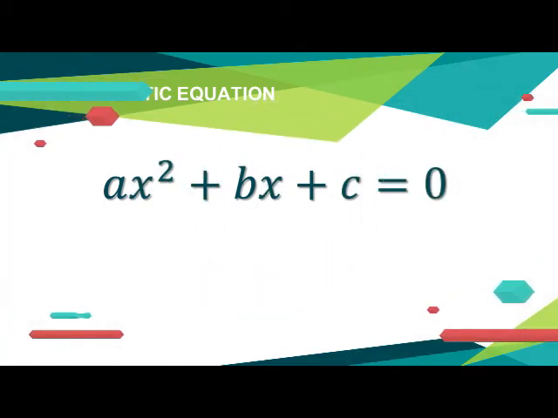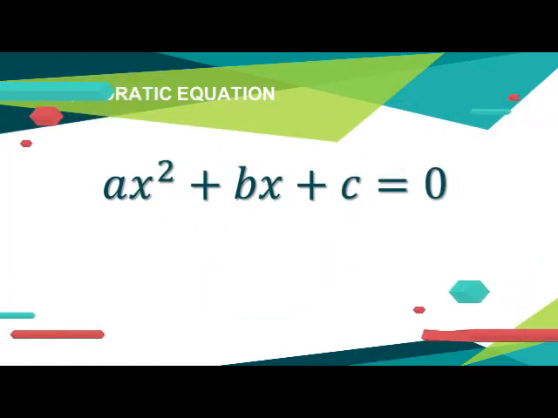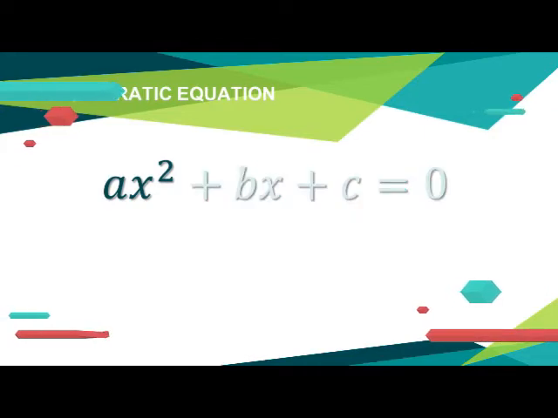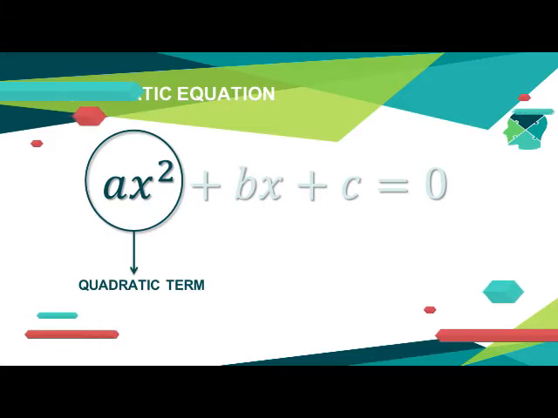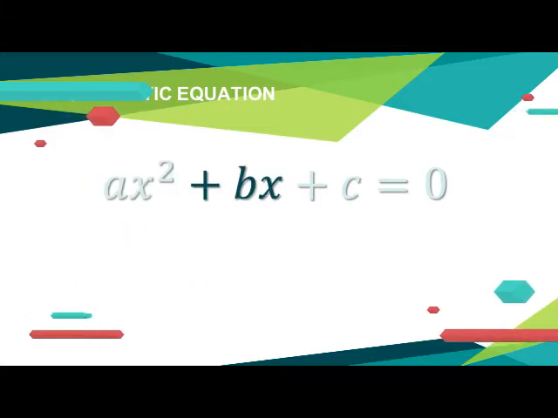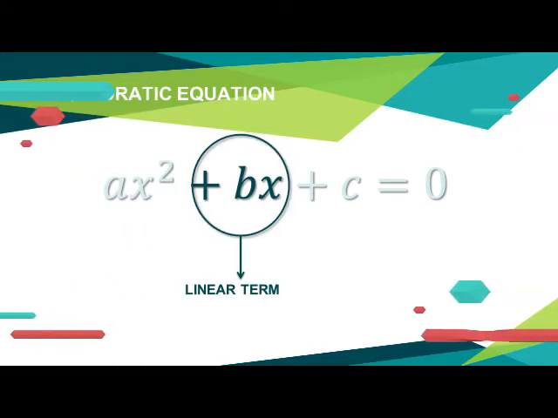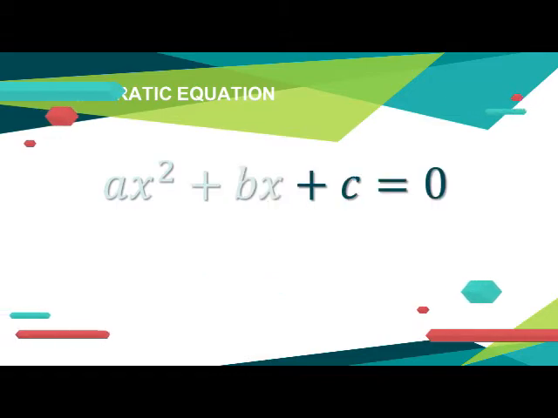In the equation ax squared plus bx plus c is equal to 0, ax squared is the quadratic term, bx is the linear term, and c is the constant term.